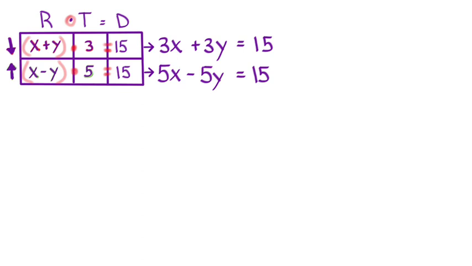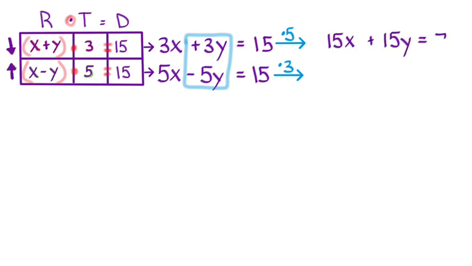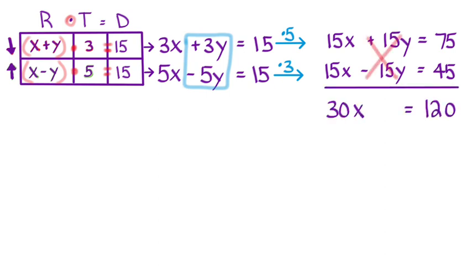I see that I already have a positive and a negative, if only they were the same value, which I know I can make them be the same value of 15 by multiplying the top by 5 and the bottom by 3. And I need to remember I multiply the whole equation. So 5 times 3x and 5 times 3y and 5 times 15. Then at the bottom equation, I multiply everything by 3. 15x minus 15y equals 45. And I can now add up my equations, and I have eliminated the y value. And I can simply solve for x very quickly.